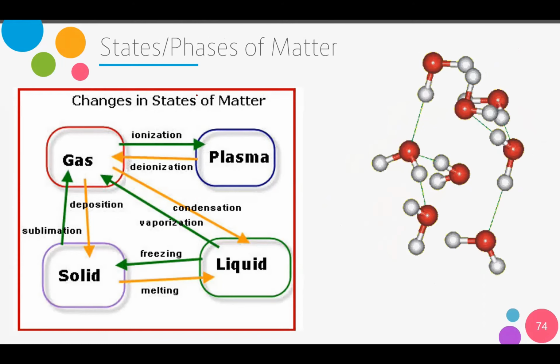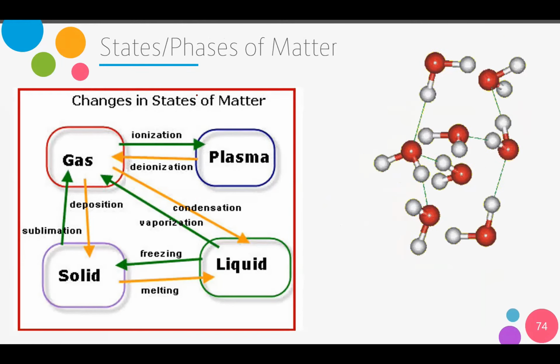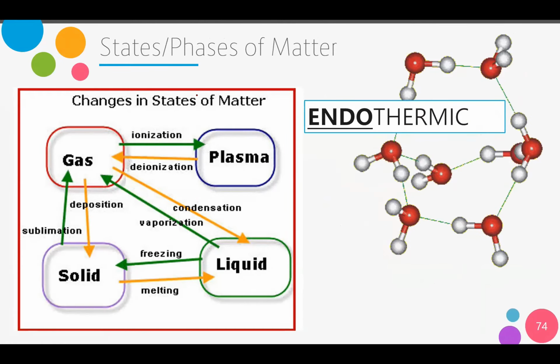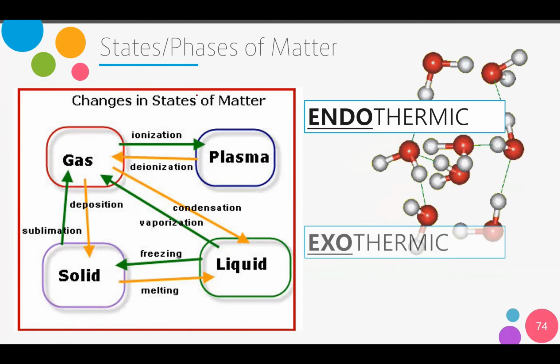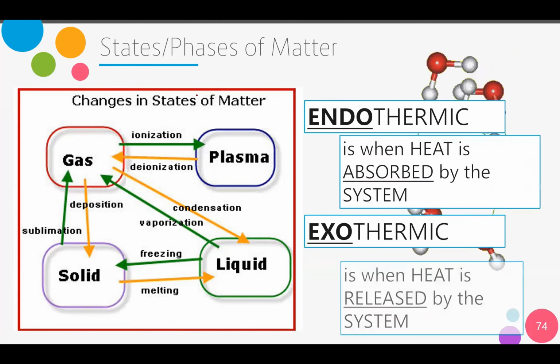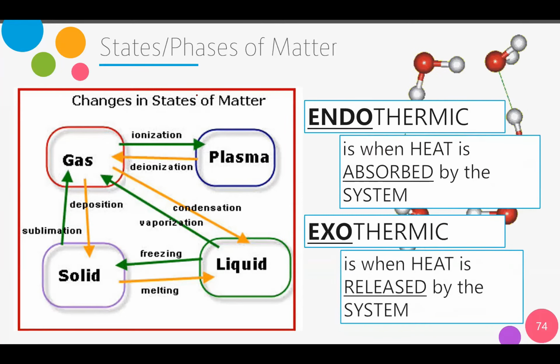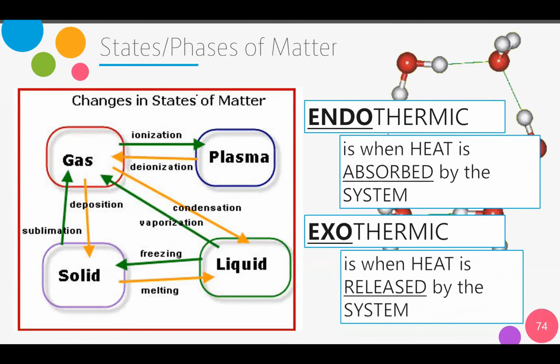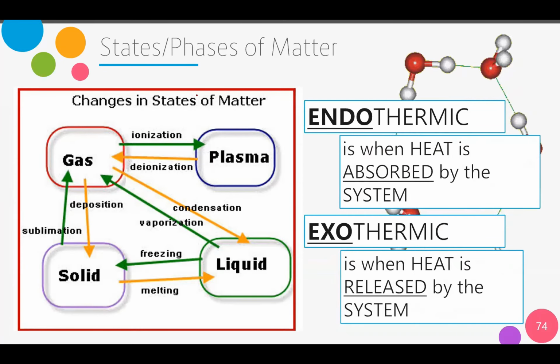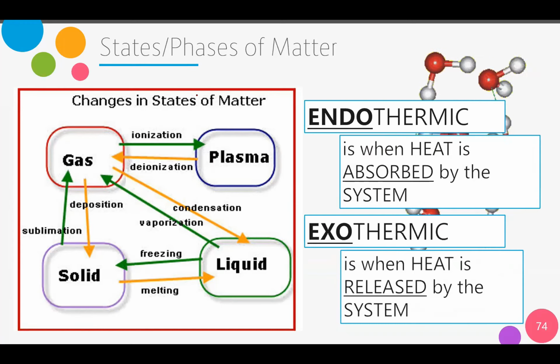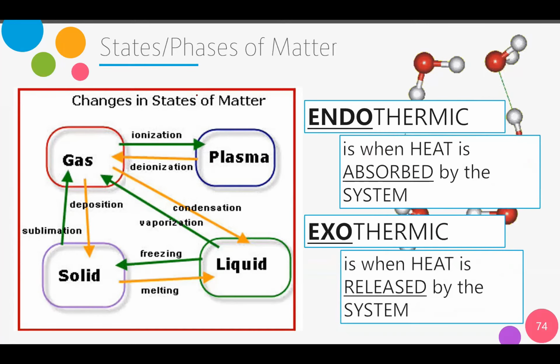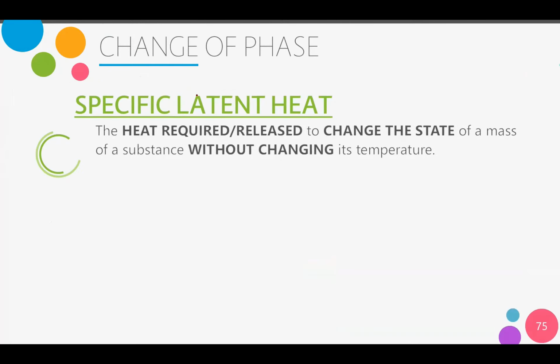So when we say heat absorption or absorbing heat, then it is called endothermic. And when the object is releasing heat, then that is what we call exothermic. So endothermic, heat is being absorbed, and exothermic, heat is being released. So these are the two types of heat transfer, the endothermic and the exothermic. So balik tayo dun sa specific latent heat which I mentioned kanina.